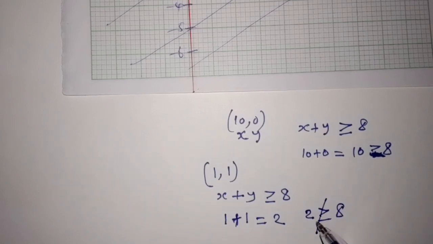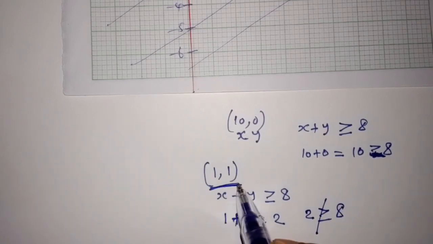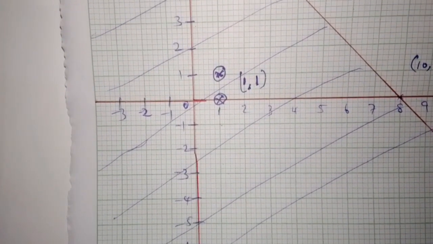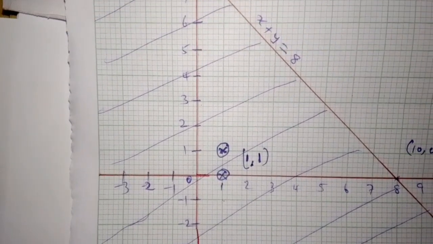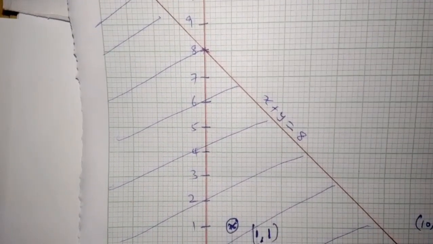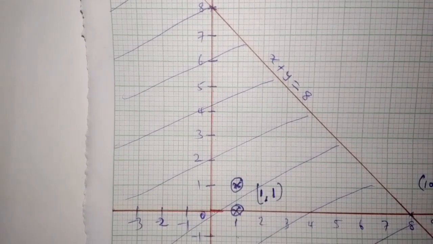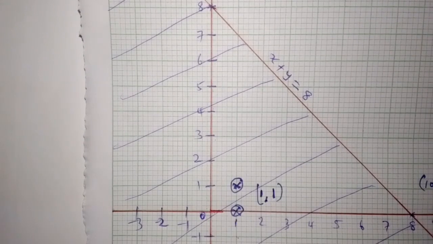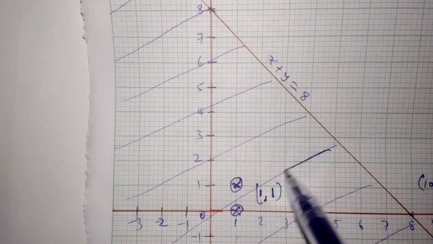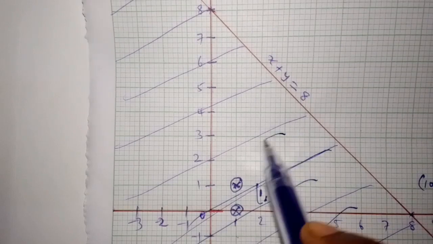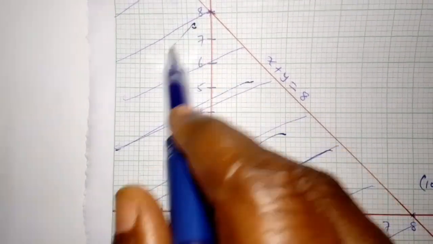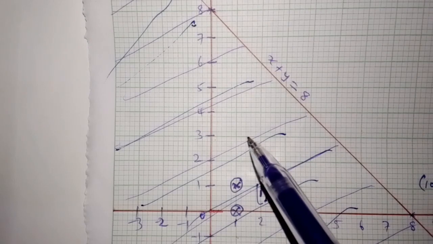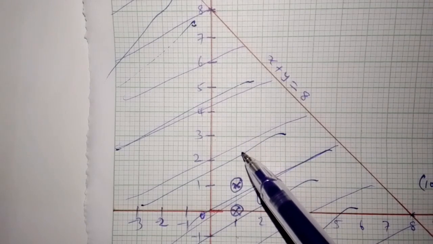So this point here, point 1, 1, does not satisfy our inequality. So we can say that this other side we are going to shade out, because it does not satisfy our inequality. So this region does not satisfy our inequality.